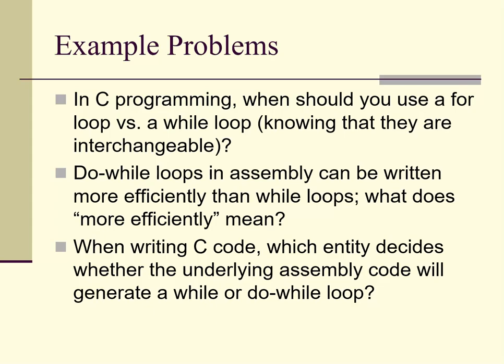So a couple example problems for you. In C programming, when should you use a for loop versus a while loop, knowing that they're interchangeable? If I know how many times I'm going to do a loop, I should use a for loop. If I don't know, typically I'm going to use a while loop.